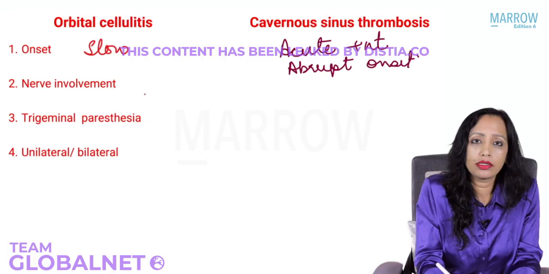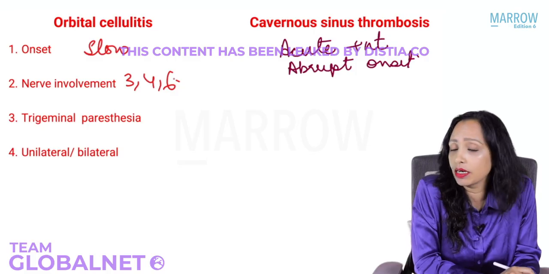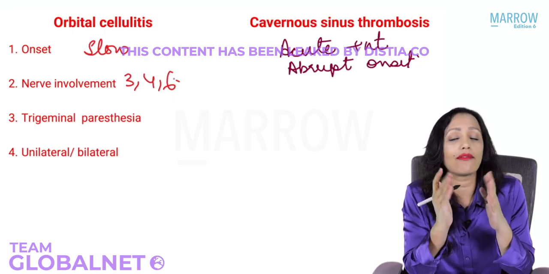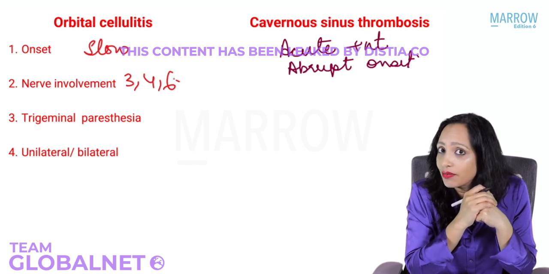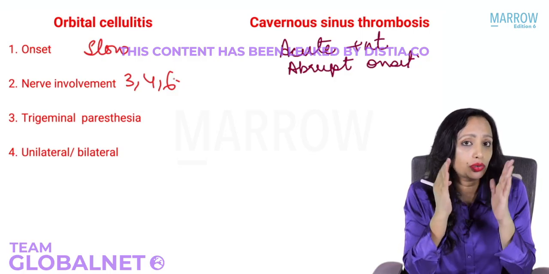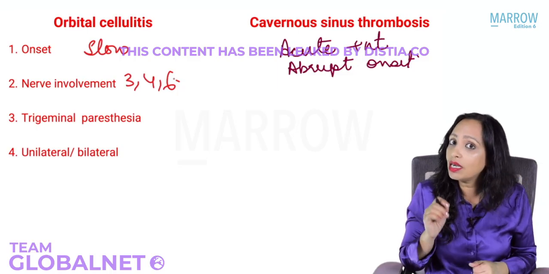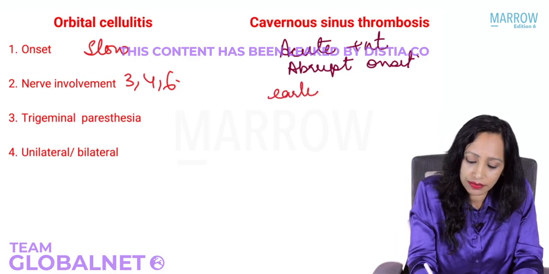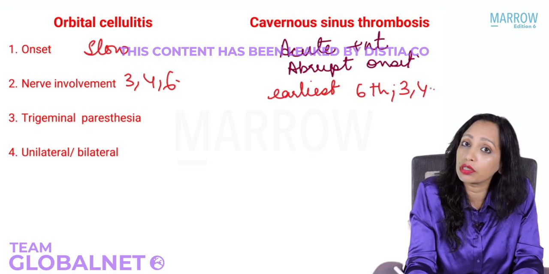Now the nerve involvement in orbital cellulitis will be 3, 4, 6, whereas in cavernous sinus thrombosis, again these nerves are involved, but which nerve out of these 3, 4, 6 passes through the cavernous sinus? Yes, one of them passes through the cavernous sinus. Which one is that? Yes, the sixth nerve. Two structures pass through the cavernous sinus. One is the sixth nerve and the second is the internal carotid. What's the significance of knowing this? In cavernous sinus thrombosis, the earliest nerve to be involved will be the sixth nerve, followed by involvement of the third and fourth nerves.